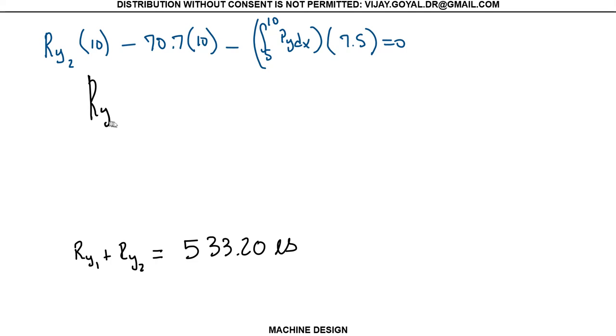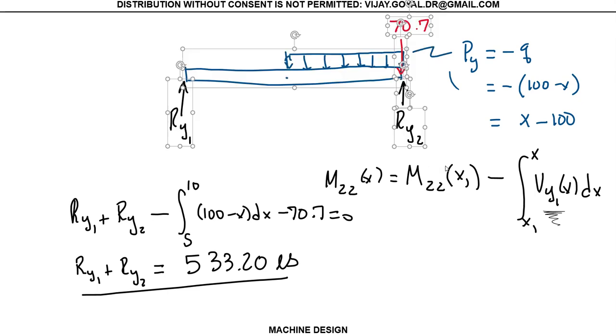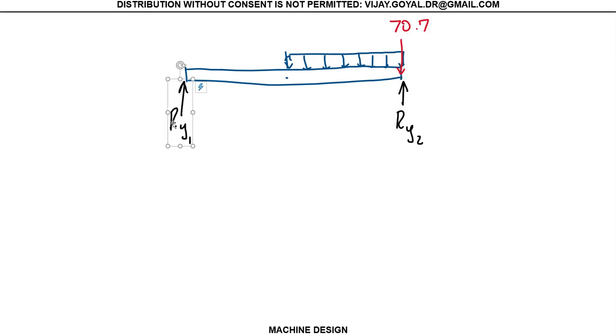From here I find ry2 is equal to 417.55. And if I plug this inside here, I find that ry1 is equal to 115.6 pounds. So now what we have done is we have taken this problem and found what all your loads are, your reaction loads. That's what we're really looking for. And they were both positive, so that means they are both going in this direction.